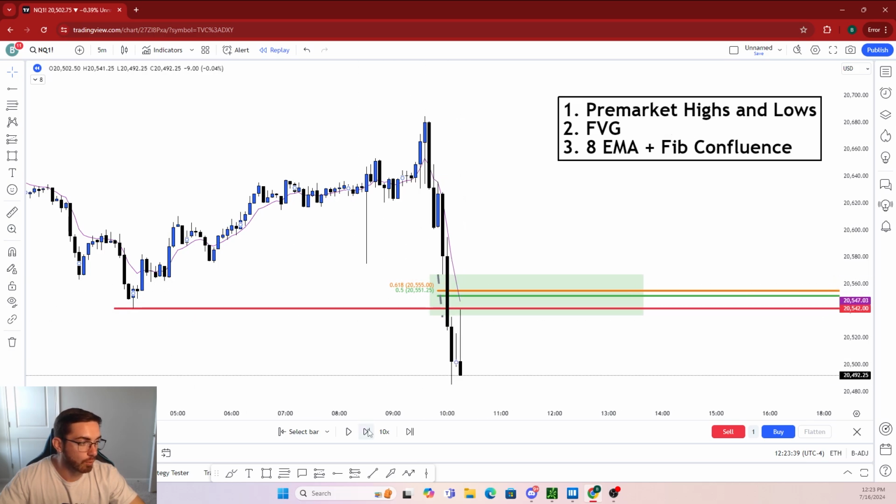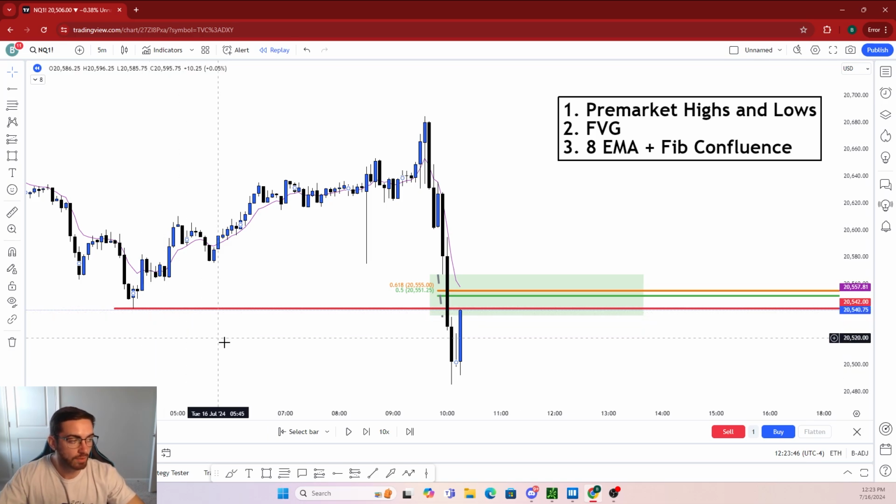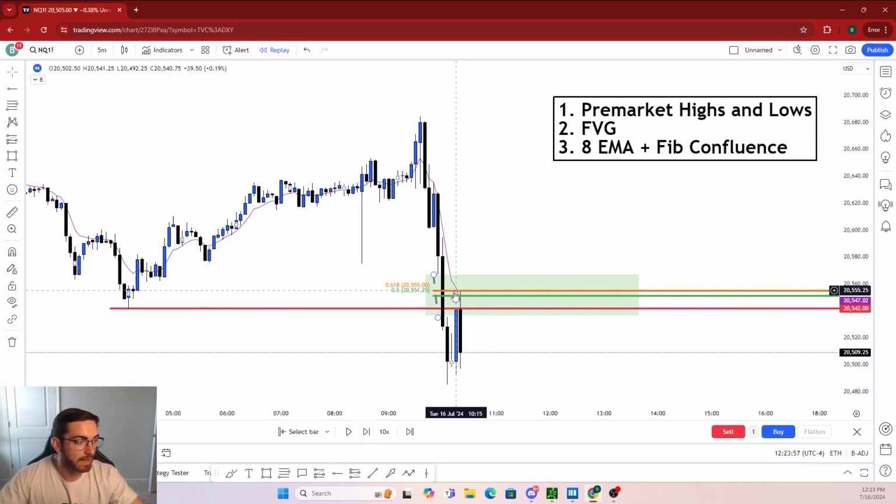So now if we go forward, we can see that price does push into that pre-market low. However, there's no confluence to go short yet. And then from there, you can see that price pushed straight into that 8 EMA and that 50% retracement between these two candles right there, and confirmed a short entry.